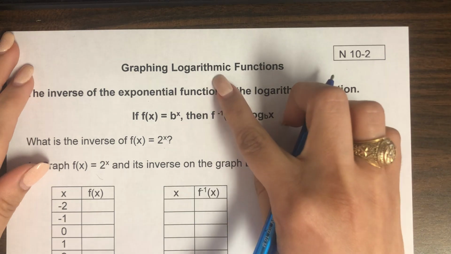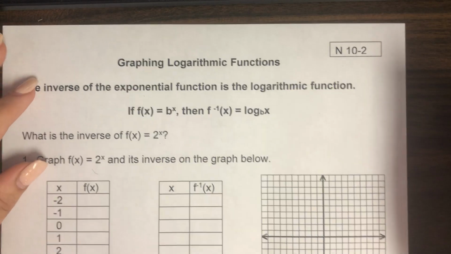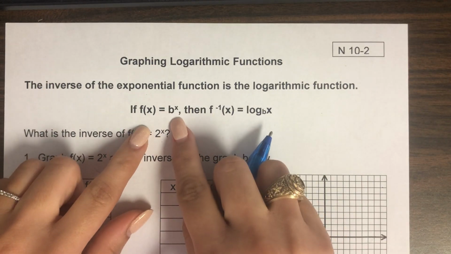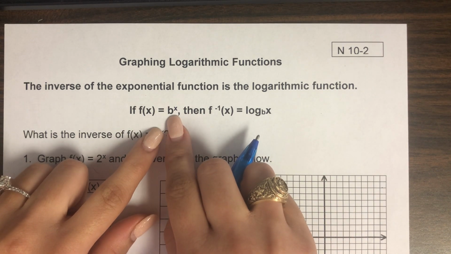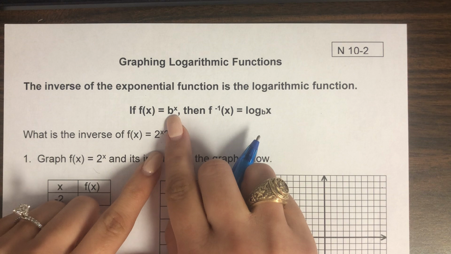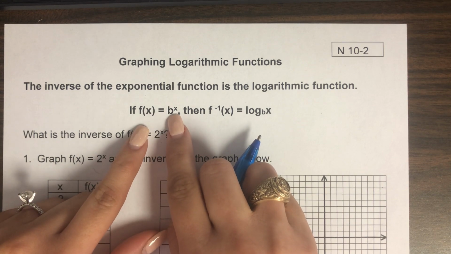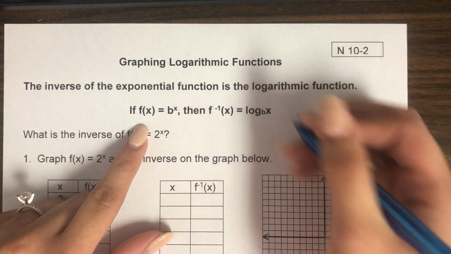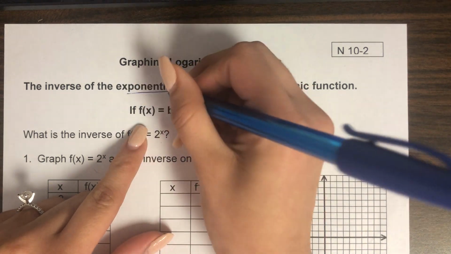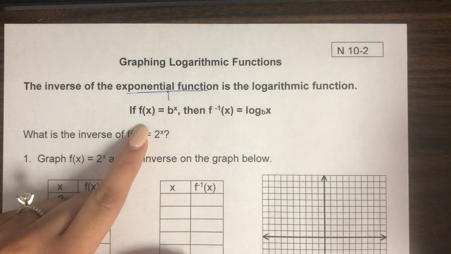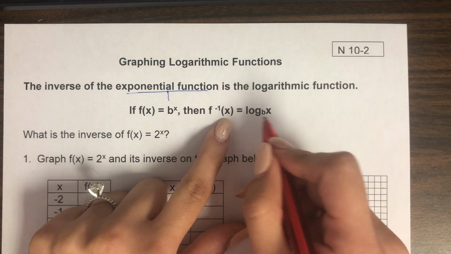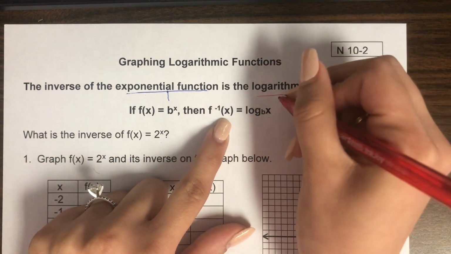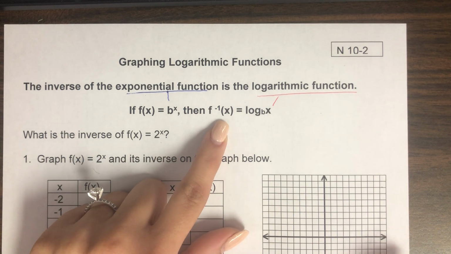When we want to graph log functions, the easiest way to do it is to know that the inverse of a log function, and vice versa, is an exponential function. So if we read it, f of x is equal to b to the x power. This is the exponential function. Then the inverse of this function is log base b of x.